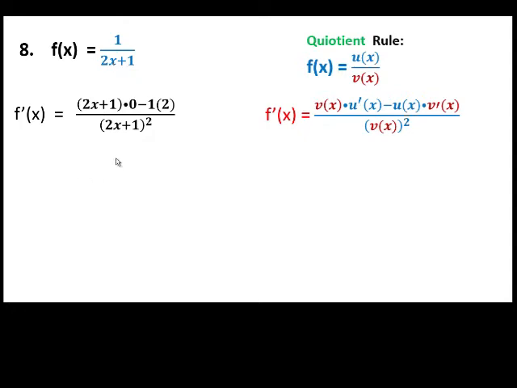Then simplify. This is 0. 1 times 2 is negative 2. So this is our final answer, the derivative f prime of x.